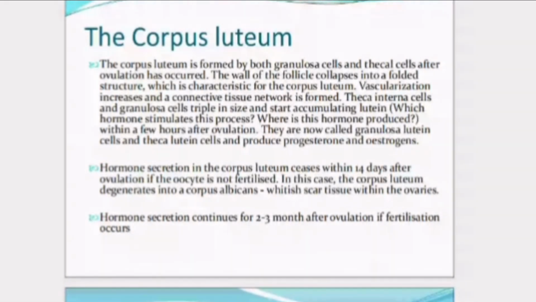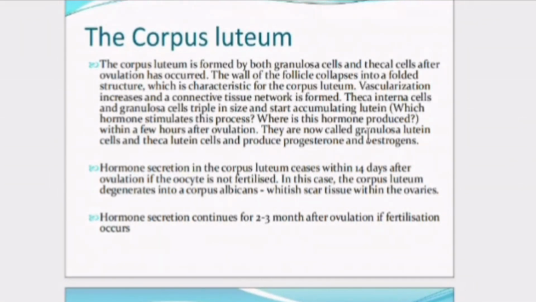Then your theca cells, your theca interna, will form your theca lutein. The theca lutein is the one that is going to be secreting both hormones, progesterone and the precursor for estrogen. So what you need to remember is that these hormones are secreted by your theca interna, not your granulosa lutein.